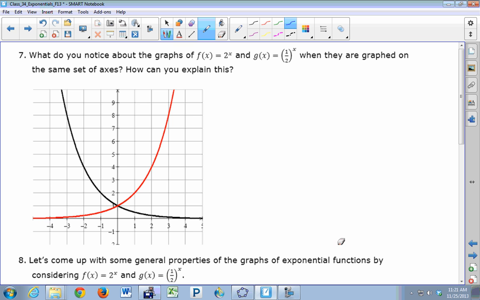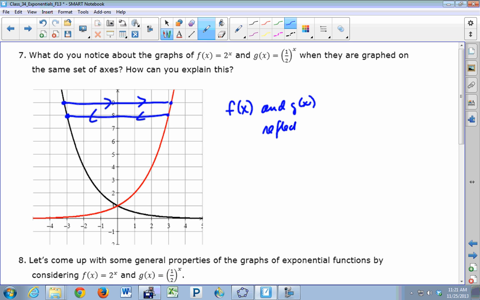So notice if I took this point right here, I reflect it over. So these are reflections of each other, either way you want to go. Okay. So the reflections over the y-axis. So f of x and g of x have been reflected across the y-axis. Two different functions that are reflections of each other.